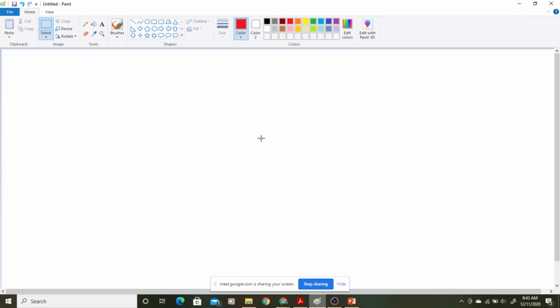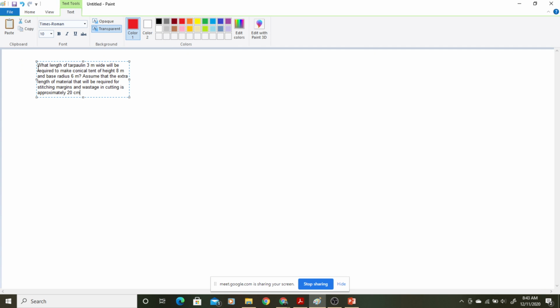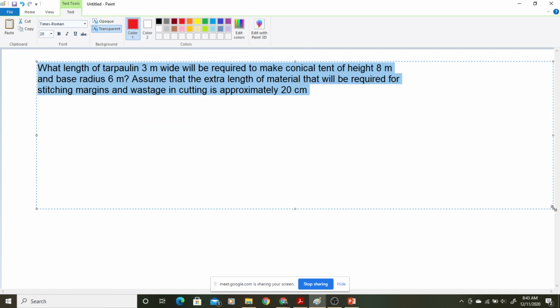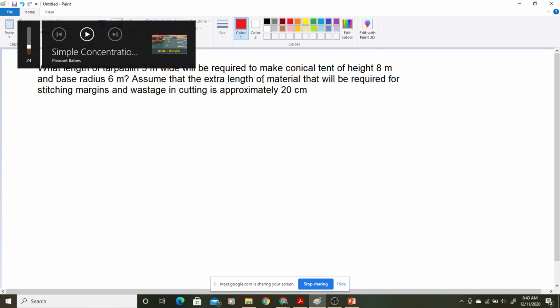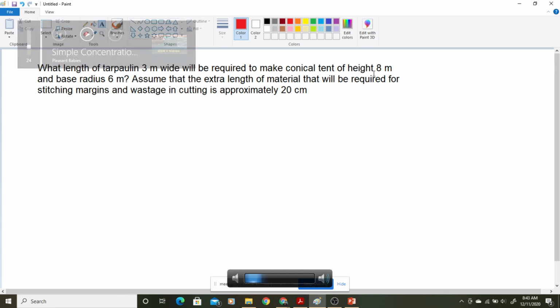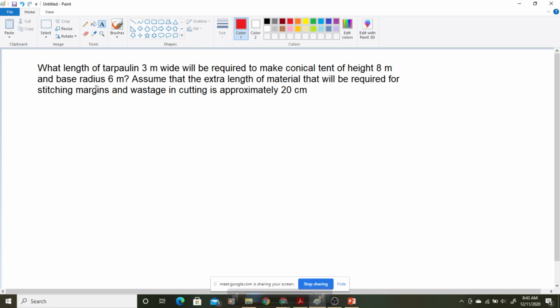So one question we are having, this one from the exercise. Okay, see. What length of a tarpaulin 3 meter wide will be required to make a conical tent of height 8 meter and base 6 meter?